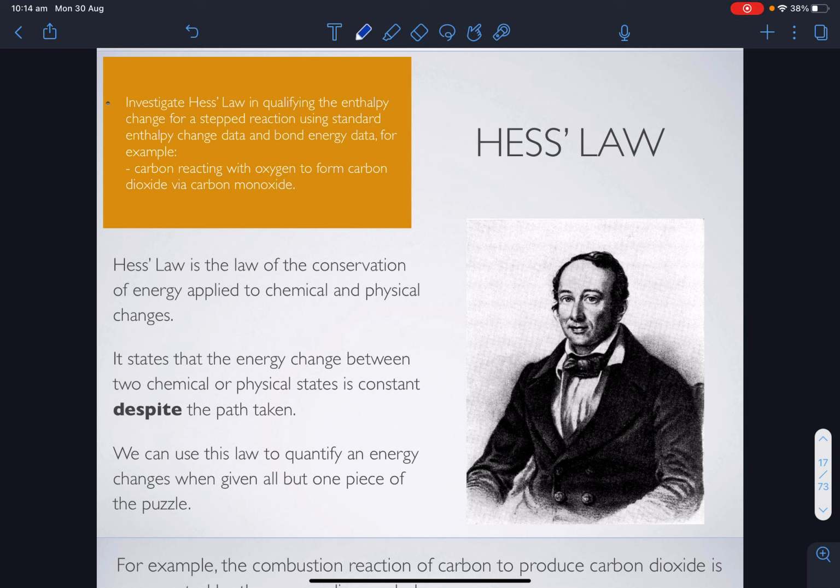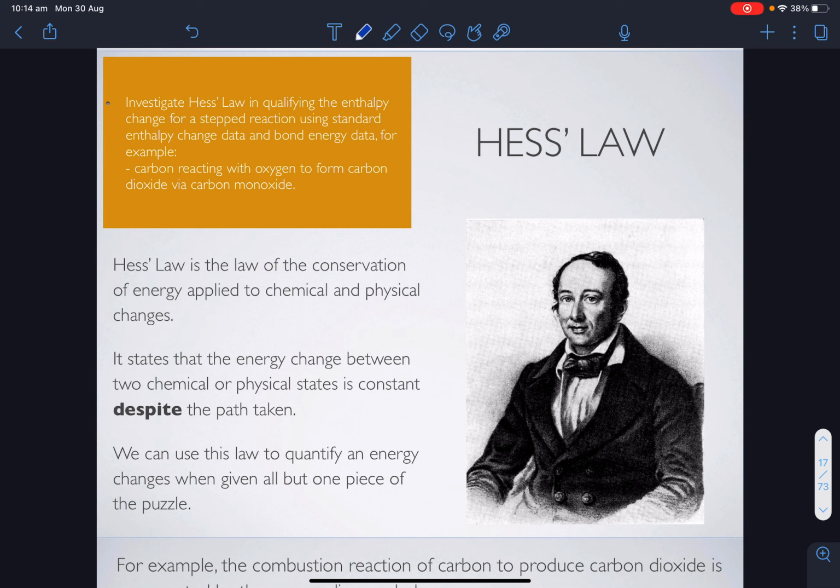So it's an application of the law of conservation of energy, and we're applying it to chemical and physical changes, but mainly chemical, okay? It states that the energy change between two chemical or physical states is constant despite the path taken. Okay, we'll go into more depth about what that means, but we're saying that where you start and where you end in your chemical or physical reaction is a certain energy change.